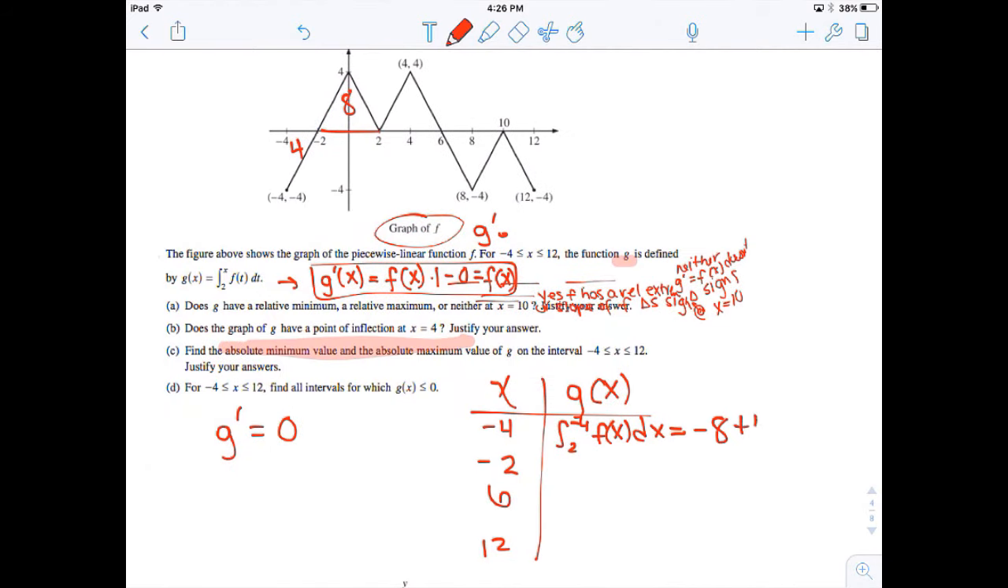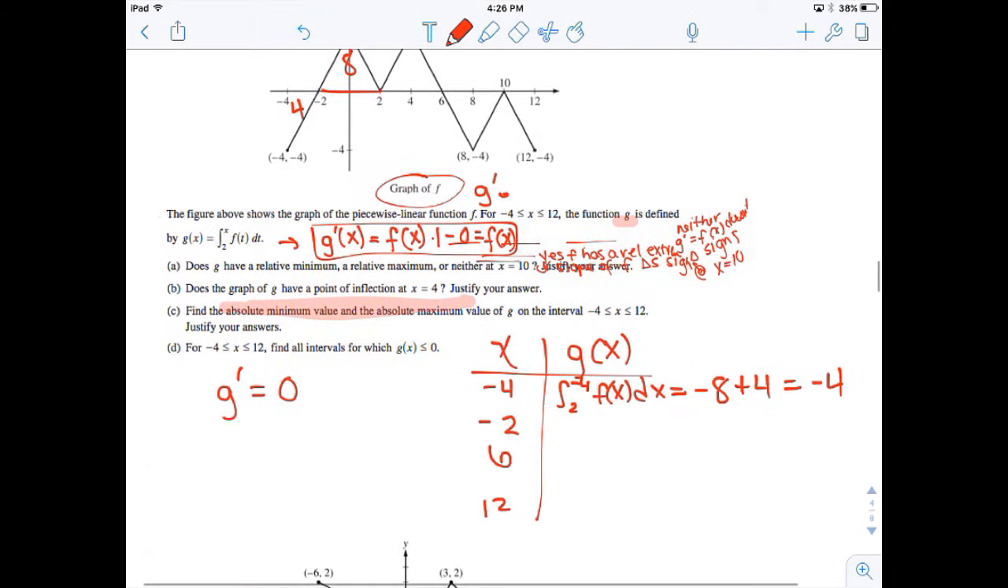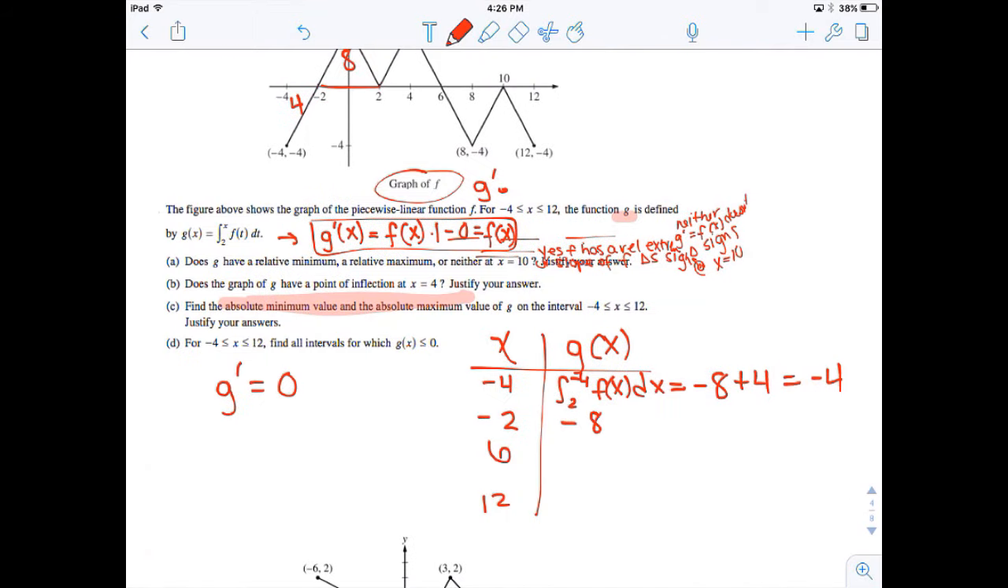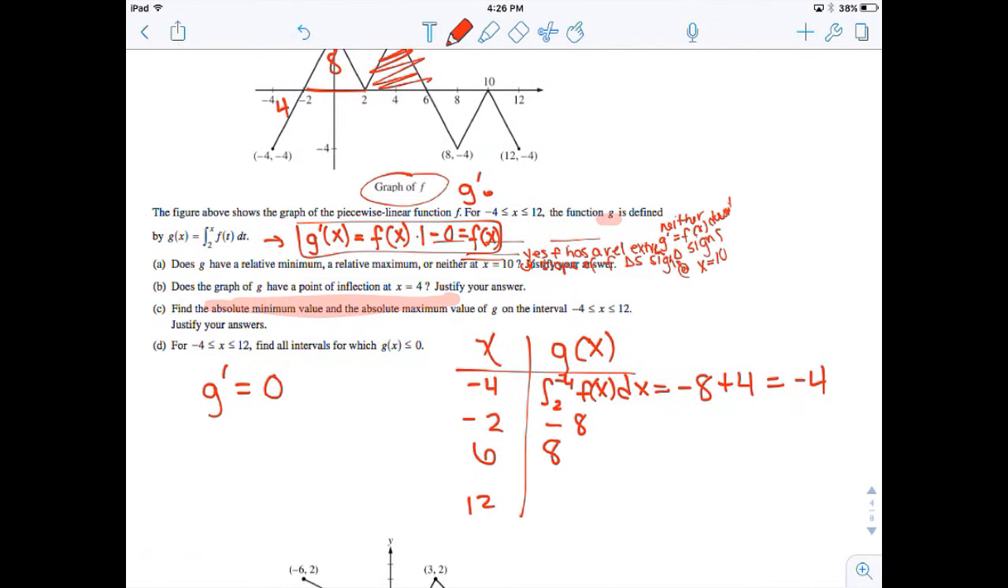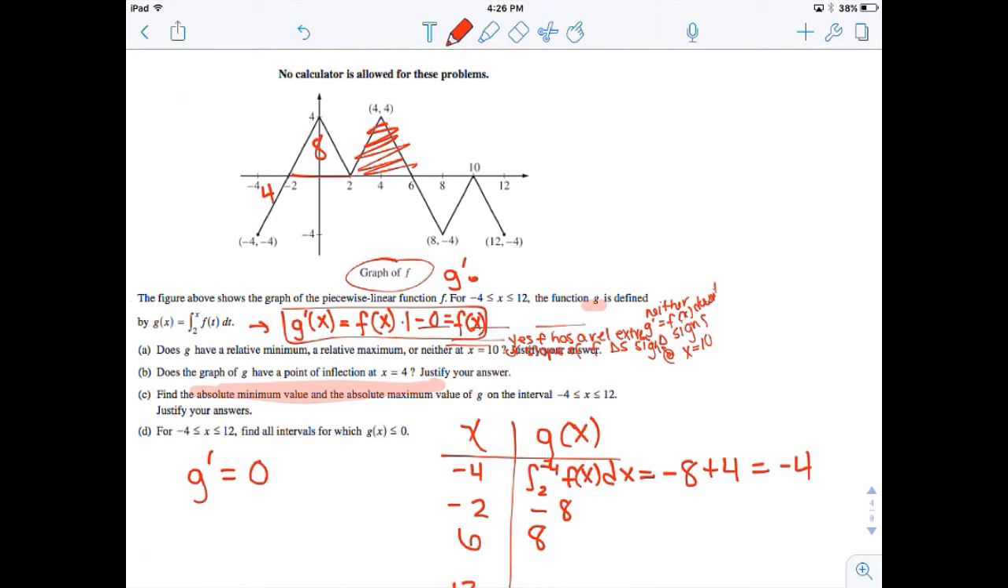Now, g of negative 2. So I'm going from 2 to negative 2. That would just be negative 8. G from 2 to 6. So this would be from 2 to 6, that's 8. And from 2 to 12, well, these cancel each other out, right? And then I've got 2 times 4, which is 8, divided by 2, which is 4. And so that is positive 4. Or I'm sorry, negative 4.